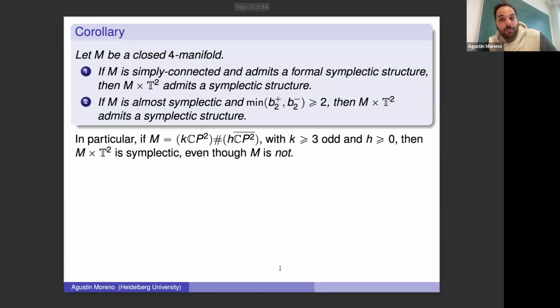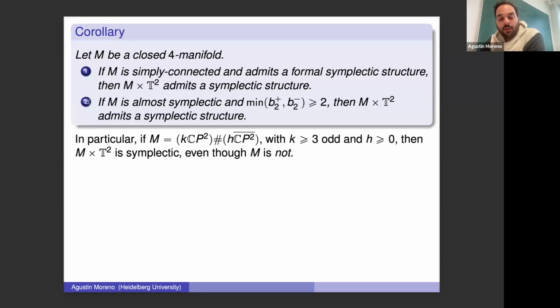But let me mention a corollary of this theorem, which I think is one of the most interesting results in low dimensions, so in dimension 4. If you start with a closed 4-dimensional manifold, then we can say things about the stabilization. So the first point in the corollary is if you assume that this closed manifold is simply connected and formal symplectic, then its product with T2 actually admits a symplectic structure. Okay, some symplectic structure. I'm not claiming anything about being able to control homotopy classes or cohomology class. I'm just saying there exists some symplectic structure on the product.